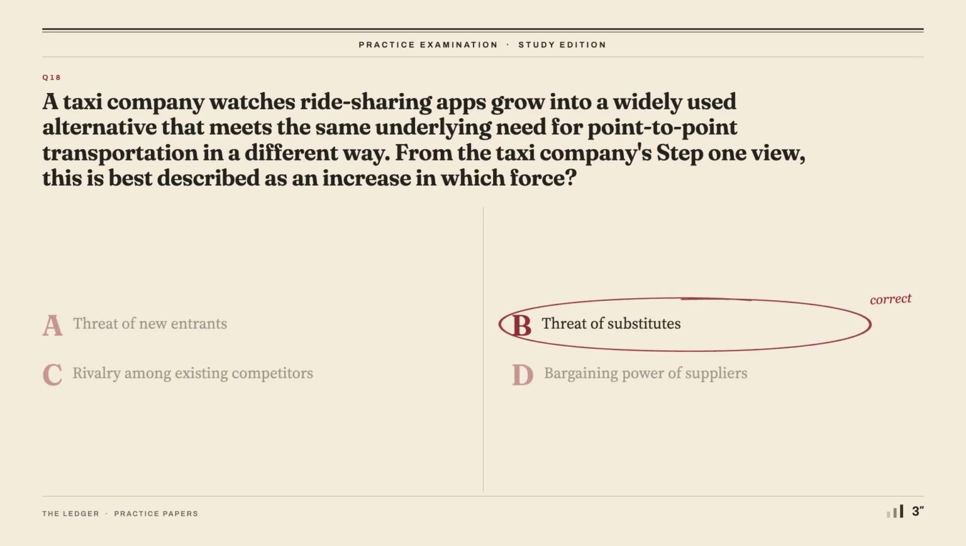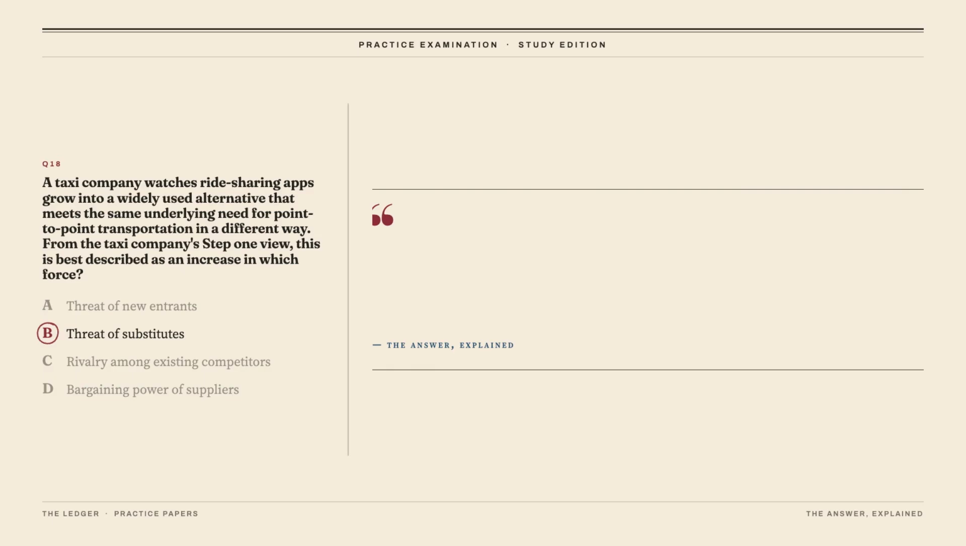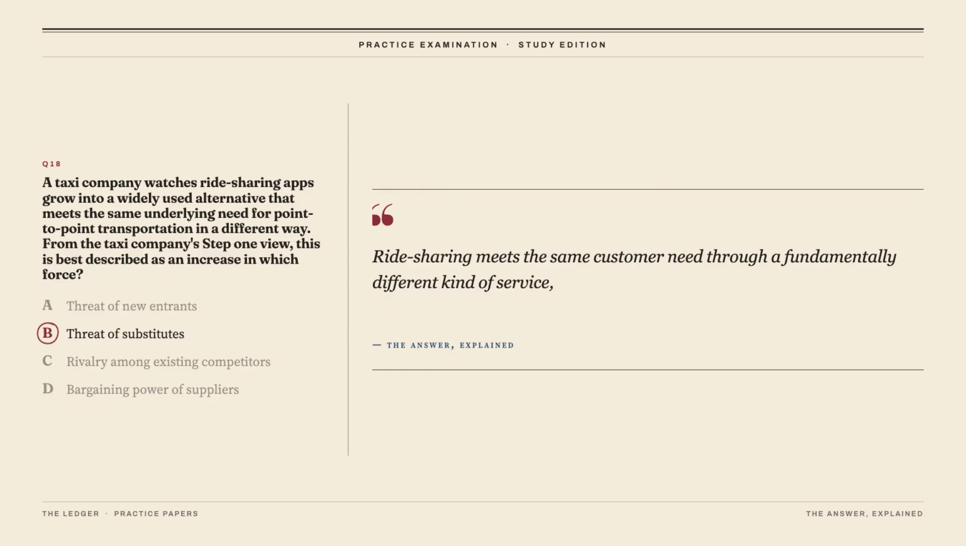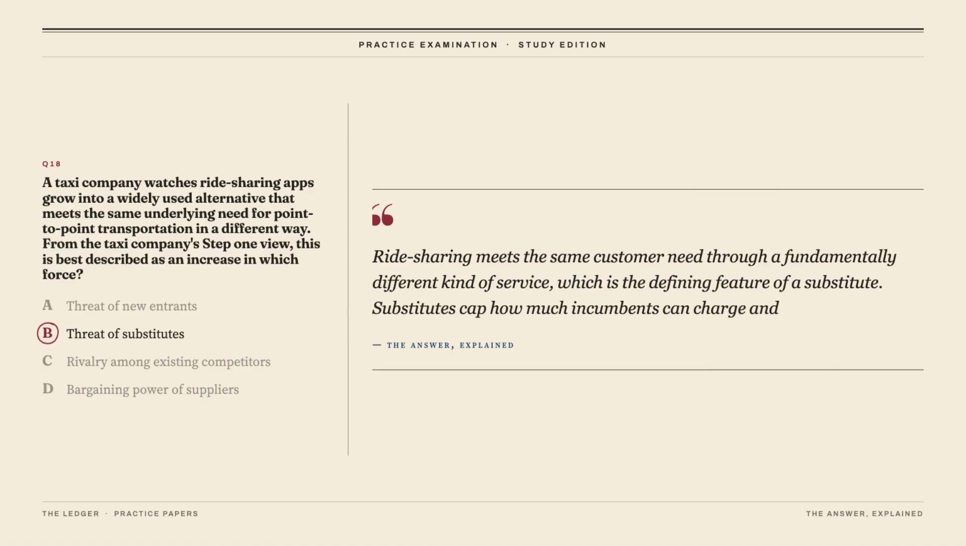The correct answer is B. Threat of substitutes. B is correct because ride-sharing meets the same customer need through a fundamentally different kind of service, which is the defining feature of a substitute. Substitutes cap how much incumbents can charge and pull demand away, raising the threat of substitutes force.